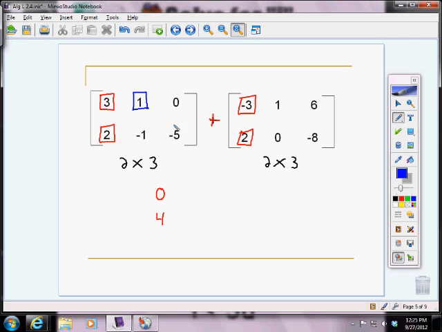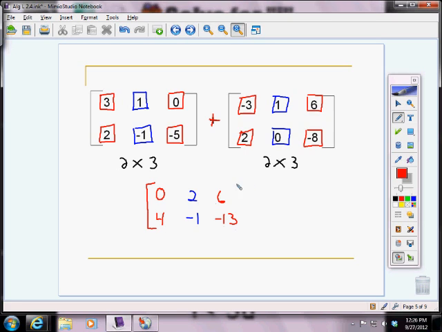In the middle column, top row, middle column, top row, we have 1 plus 1, which is 2. Middle column, bottom row, -1 plus 0 is -1. Again, I'm just adding each individual piece. On our far right column, top row, we have a 0. In the same place on this matrix, we have a 6. 0 plus 6 is 6. And our last spot then, -5 and -8. -5 plus -8 is a -13. So when we add those two matrices together, we end up with this answer.